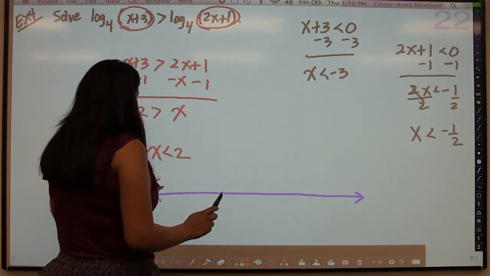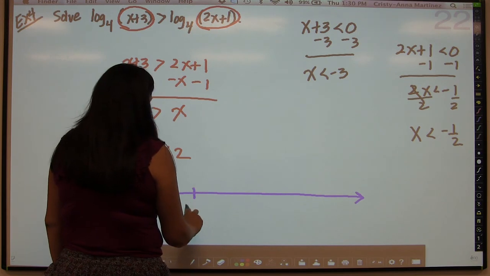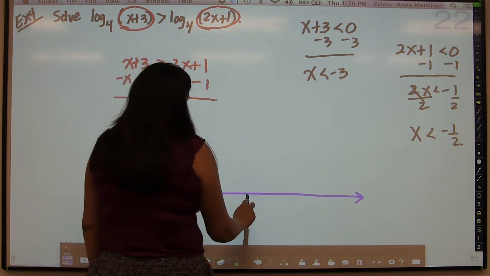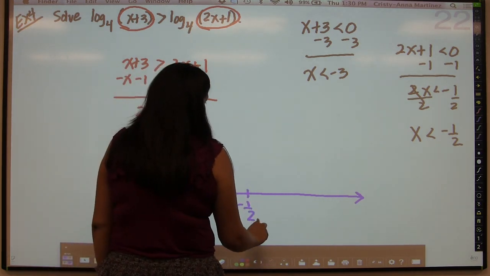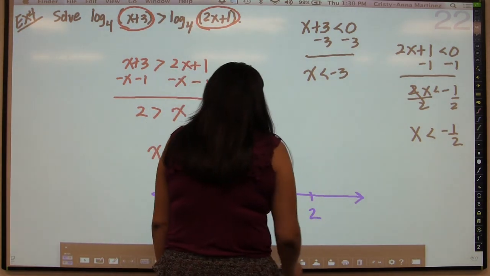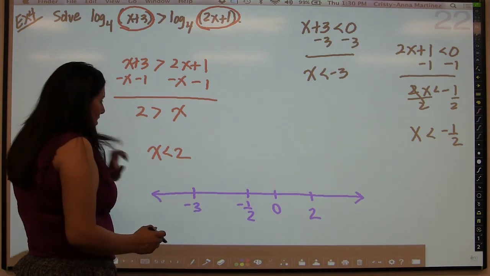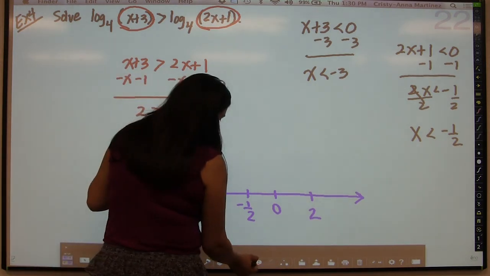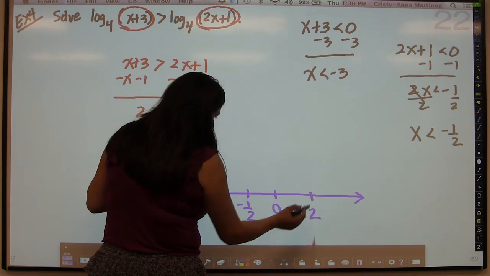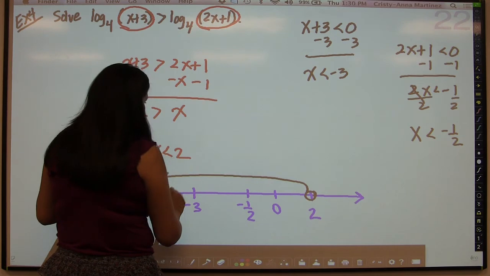We want to put all these numbers 2, negative 3, and negative 1/2 on our number line. So here's negative 3, and here's negative 1/2, and then you have a 0 somewhere. And then you have 2. Okay, I'll have to put the 0 in there, right? So we know that we have to be less than 2. So that's going to be this direction, less than 2.